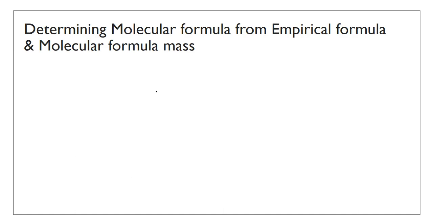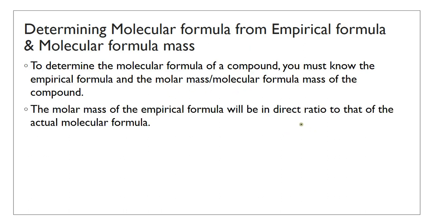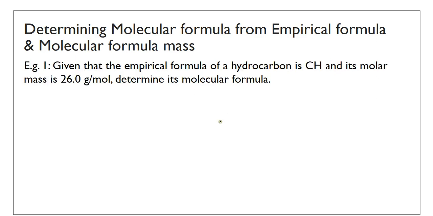All right, so the first thing that we need to do in terms of skills is to be able to determine molecular formulas from empirical formulas and molecular formula mass. So basically what you just need to do is find a ratio, a mass ratio between them. So I'm going to go through this example. Example 1, given that the empirical formula of a hydrocarbon is CH, so the first piece of information that you have is the empirical formula. And the empirical formula in this case is CH.